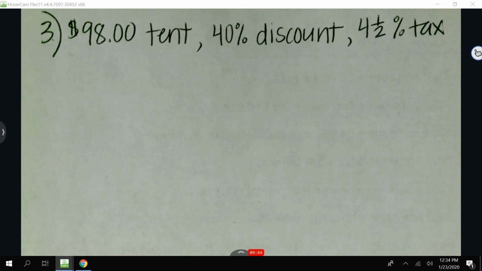But if you think about it, are you going to be taxed off of the original price of the tent, or are you going to be taxed based off of the sale price? You're going to be taxed based off the sale price. So this is a 4-step problem.